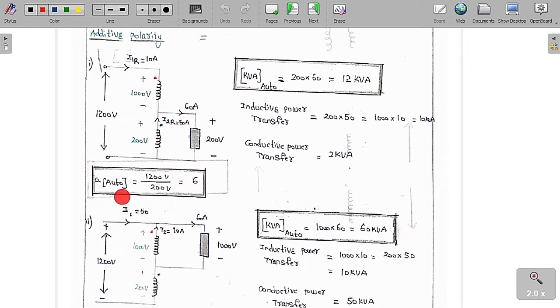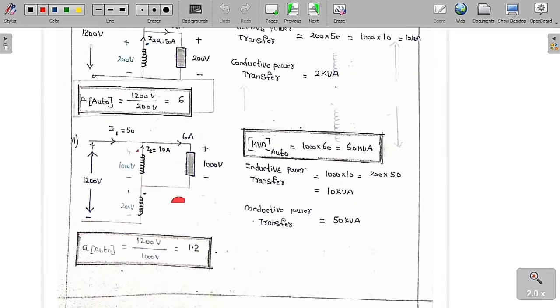So what is the auto transformer turns ratio? I have already told you, the auto transformer turns ratio is equal to higher voltage by lower voltage. What is the higher voltage? 200 volt. What is the lower voltage? 200 volt. So 200 by 200, we are going to get 6. So this is the value of the turns ratio of the auto transformer, equal to 6 in this case.